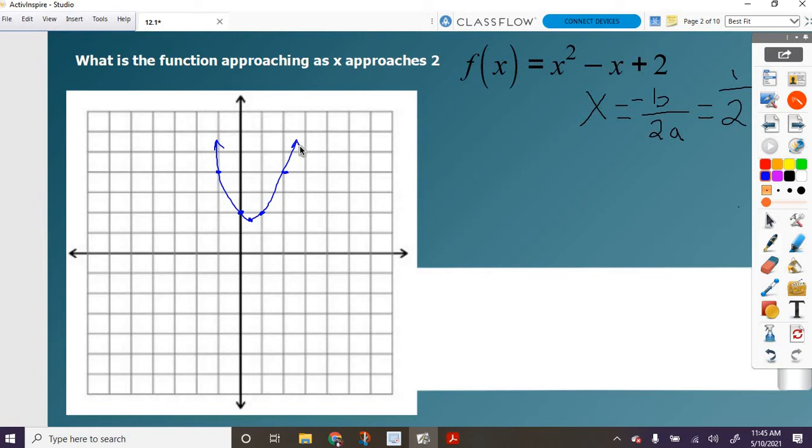Okay. Now it says, what is the function approaching? What notation do we use to represent function? F of x. So function is the same thing as f of x, which is also the same thing as what? Your y values. So I'm looking for what y value are we approaching as our x values approach 2.